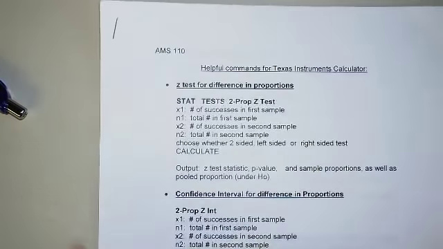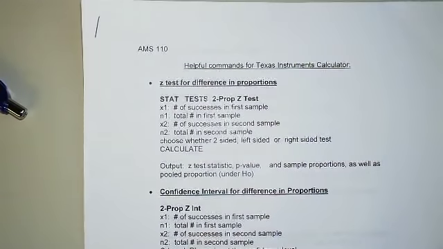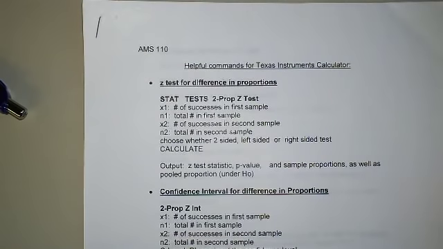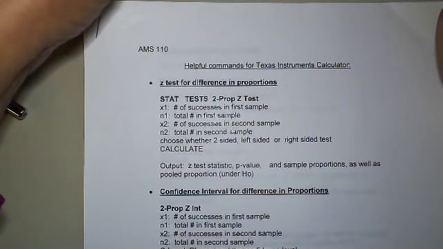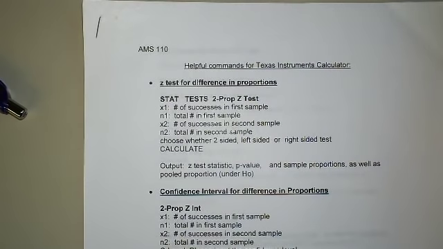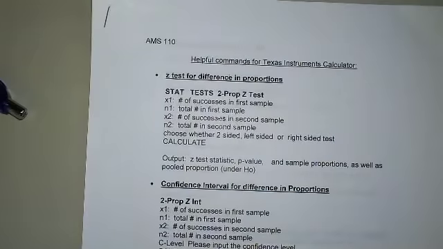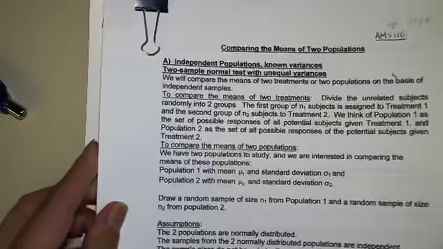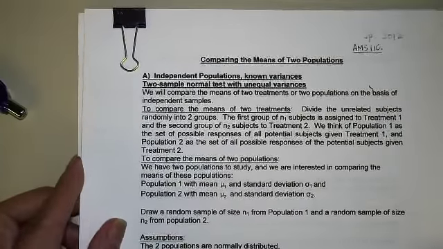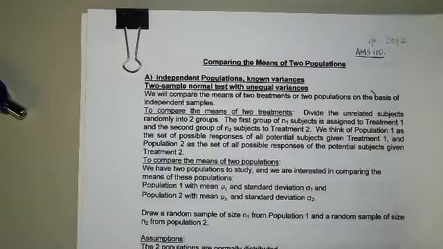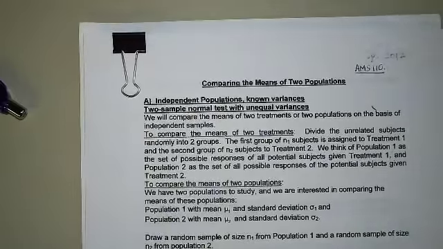Okay, so today I want to start the material for the final for AMS 110. You will need a bunch of things out. First, you would need helpful commands for Texas Instruments calculator. That was posted under lectures. The next thing you need is the lecture notes themselves. We're talking about comparison of means today. And you need all those tables that I posted.